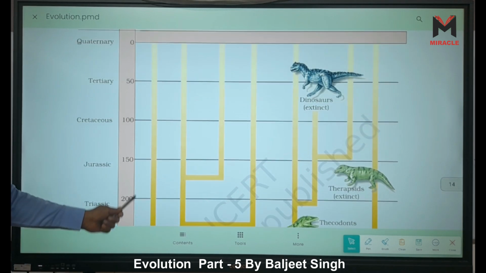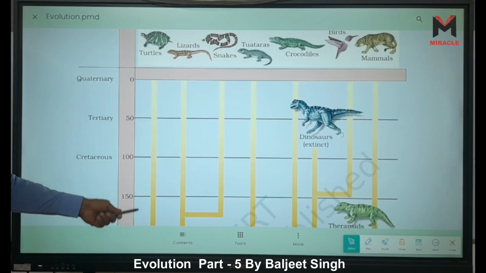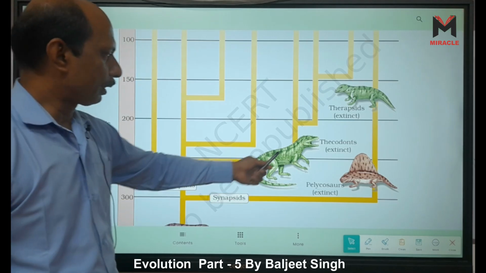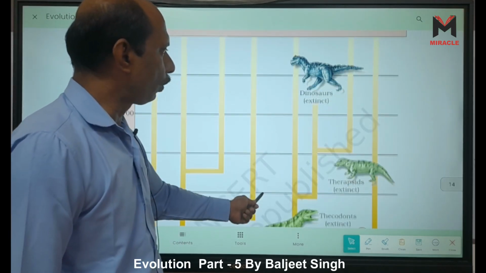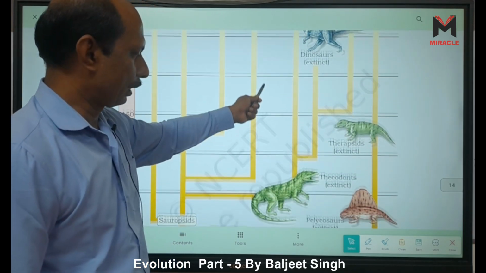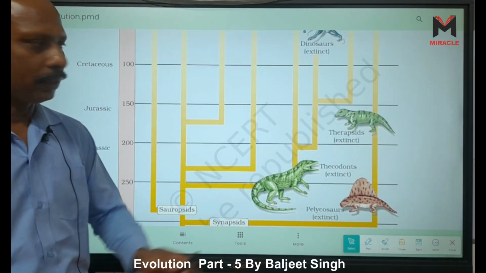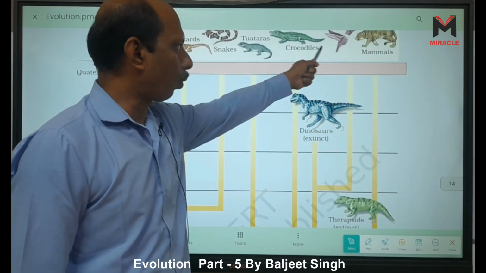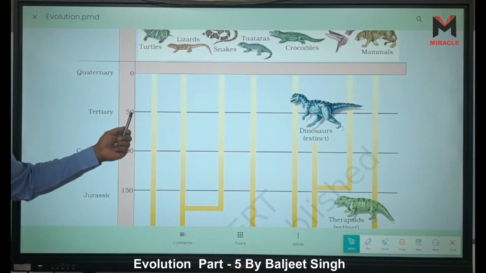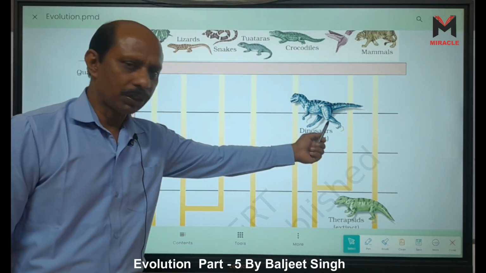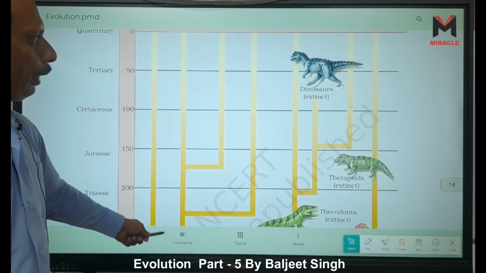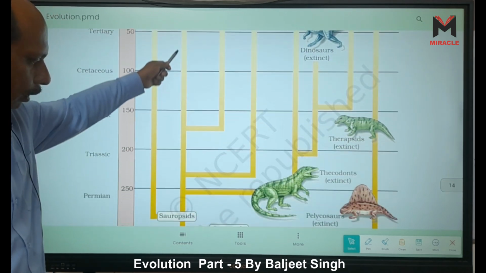Sauropsids are further divided into different branches, right? One branch goes to turtles. Another branch is the thecodonts. Thecodonts have three branches: dinosaurs, crocodiles, and birds. Dinosaurs existed until 65 million years ago. You can see 50 plus 15, 65. They totally went extinct, right?